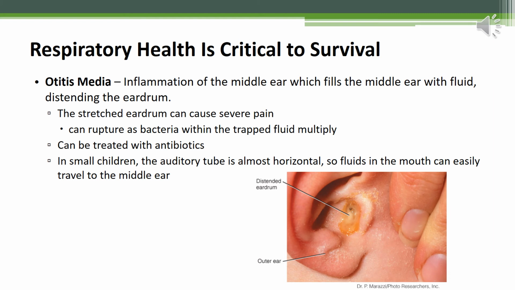And this illness can be treated with antibiotics, and it generally occurs in small children simply because the auditory tube in small children is almost horizontal, such that fluids in the mouth can easily travel to the inner ear and become filled with bacteria, which causes the infection.